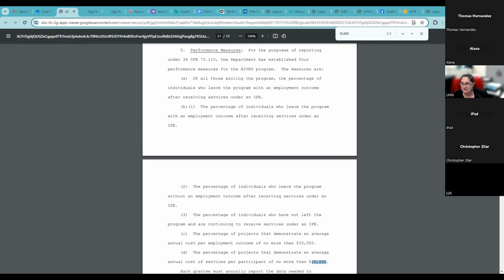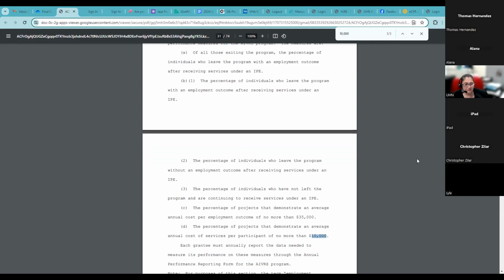The question is related to the per outcome cost of no more than $35,000. Does that include the match? Are you looking at the total program budget, or only the direct cost funded by the grant? I have always looked at it from the direct, the federal funds. Is that only the federal funds we're using to calculate the number of outcomes? Because it says the average annual cost, but it doesn't say the total cost. So I've assumed that to be the federal.